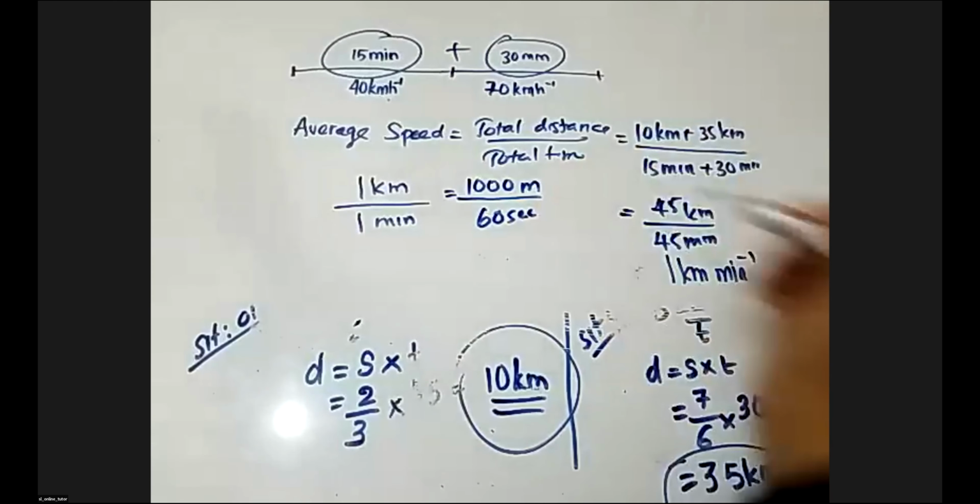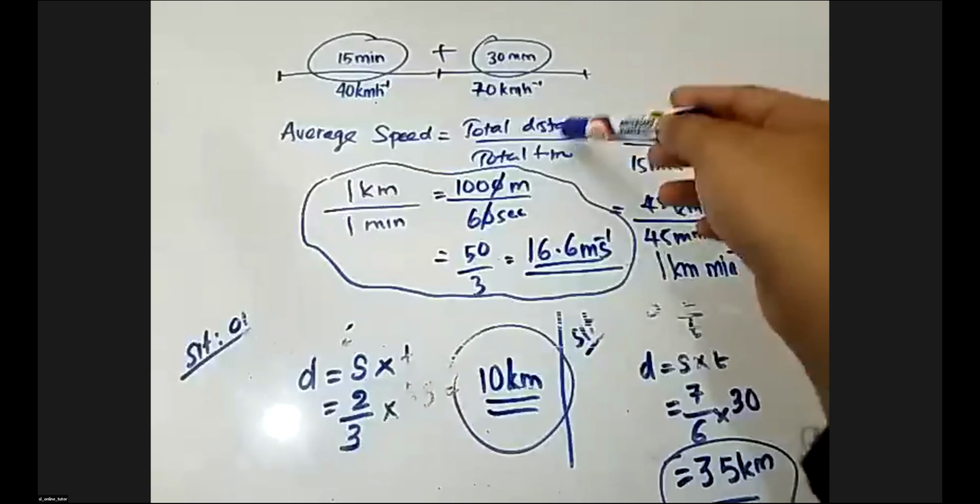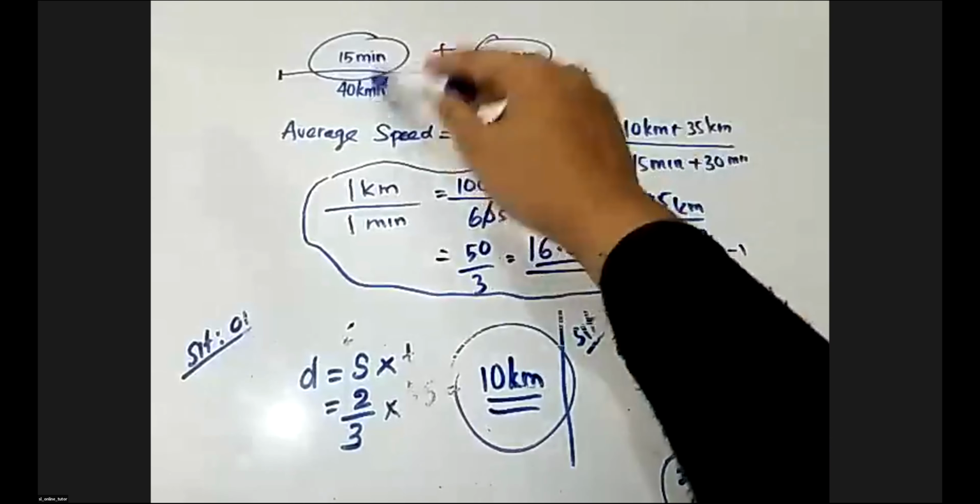Did you understand question number 6 properly? Okay, I'll explain it again. Listen carefully. A bus is traveling for 15 minutes at a speed of 40 kilometers per hour. I have written it on the top. Then it travels 30 minutes at 70 kilometers per hour. Now they are asking to find the average speed. Before we find the average speed, you have to find the distance, because we need the distance for average speed.